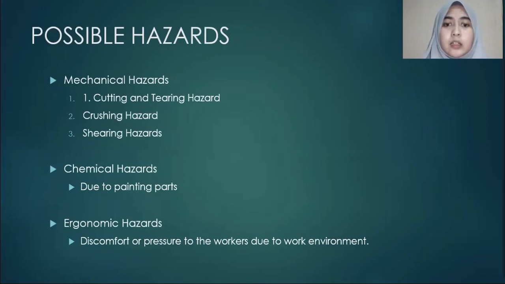Then the crushing hazard. The crushing hazard can also be considered a possible hazard because a part may fall and crush the workers. And lastly, the shearing hazard, because it can occur to workers that operate the machine, and workers that spend time in their office will also be exposed to the tear of shearing with papers.